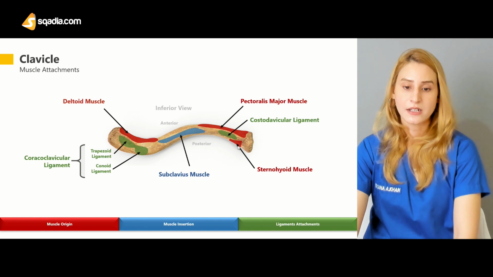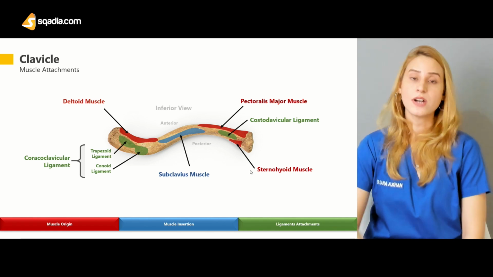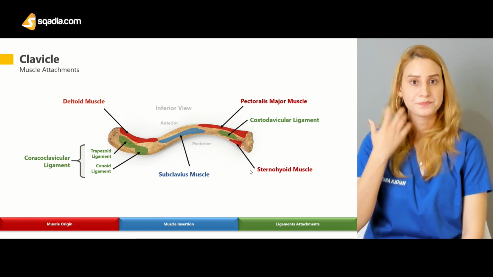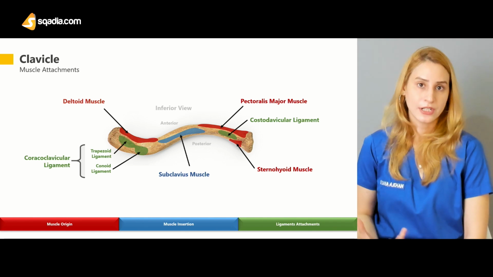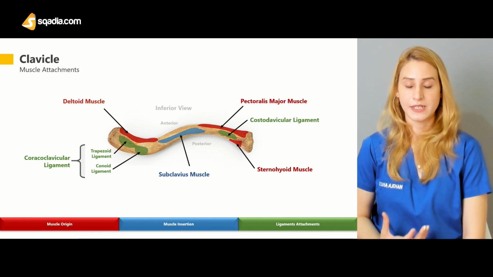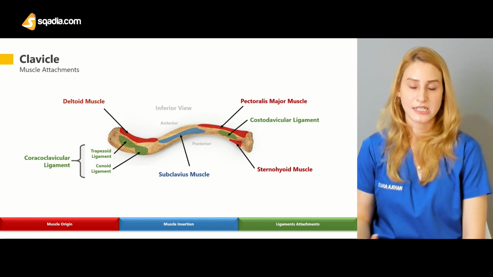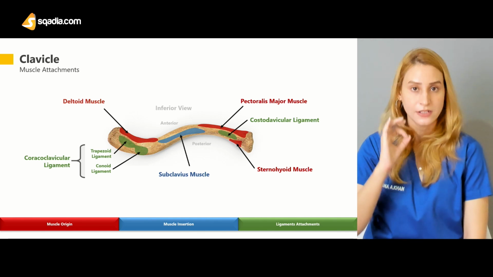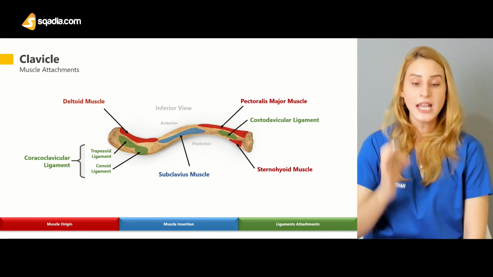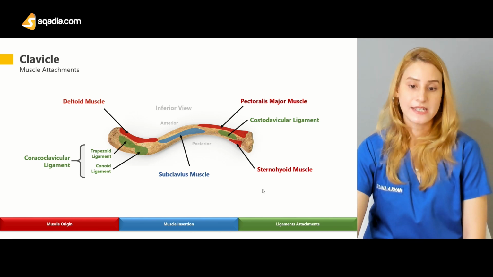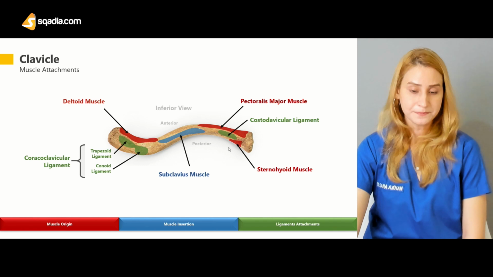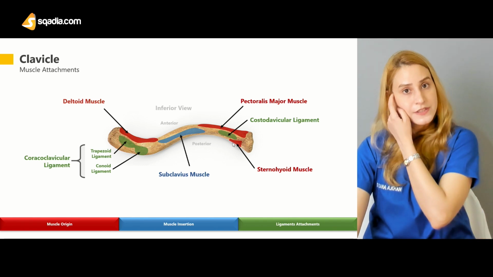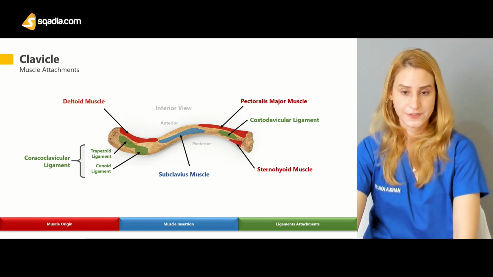Then you have the sternohyoid muscle. Sternohyoid is the strap muscle of the neck. I'm not going to go into the detail of the strap muscles of the neck. We will be discussing it in some other lecture. But this sternohyoid muscle is a strap neck muscle, and the origin of the sternohyoid muscle is the inferior surface of the clavicle.